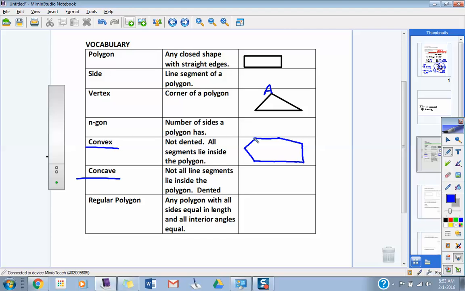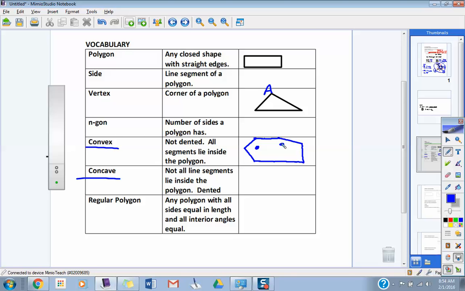It means I can choose any 2 points inside of that shape, no matter where I choose the 2 points. Let's say I choose a point here and here. If I draw a line segment between those 2 points, does that line segment travel outside of that shape at all? No. It doesn't, does it?